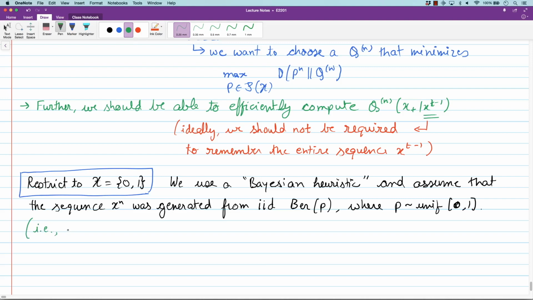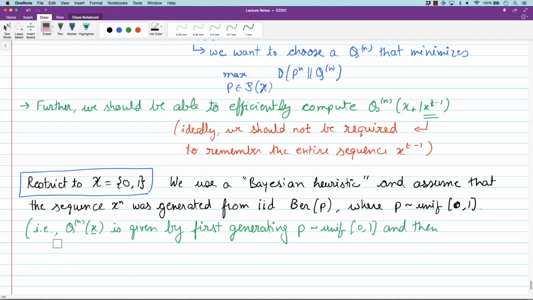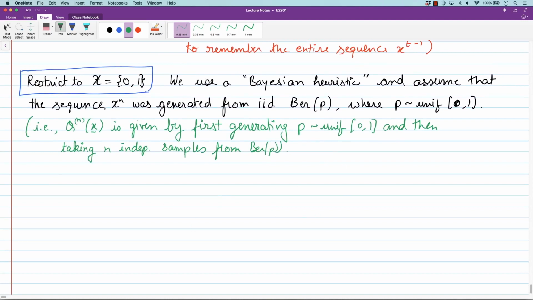That is, Qn of x is given by first generating P uniformly over [0, 1], and then taking n independent samples from Bernoulli(P). So there are two remarks here. First is that note that this is nothing to do with the actual process which was used to generate x. When we compute the average length, we will compute it with respect to some IID distribution.